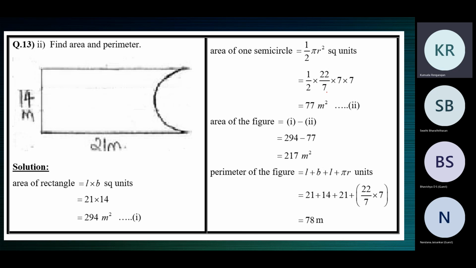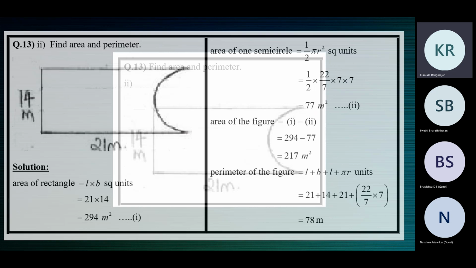So half into 22 by 7 into radius 7. Diameter is 14, so radius is 7. So this is the area of one semicircle. So the area of the figure is equal to 1 minus 2. Rectangle minus semicircle, because the semicircle is not there.